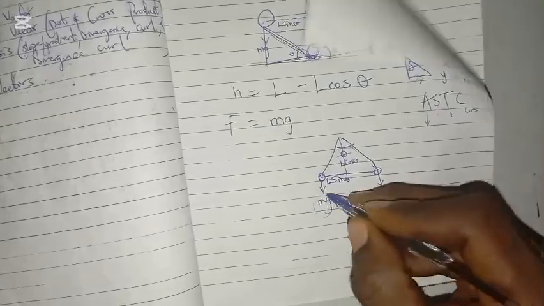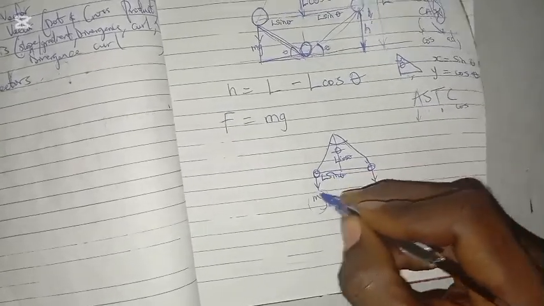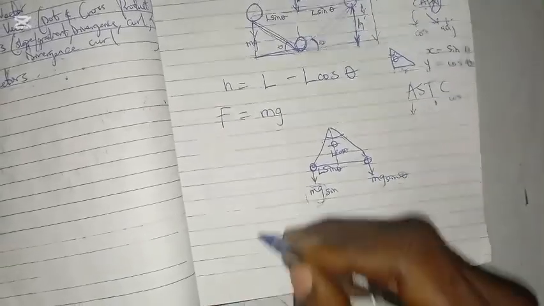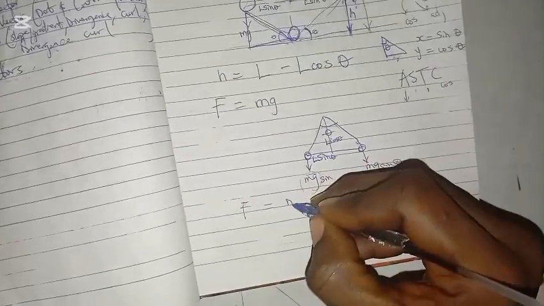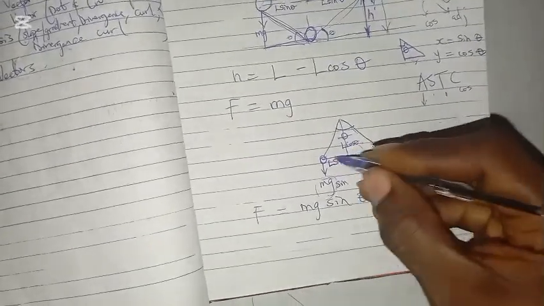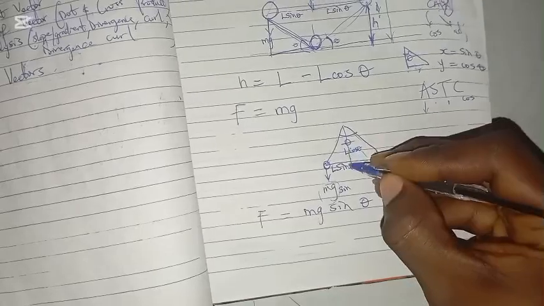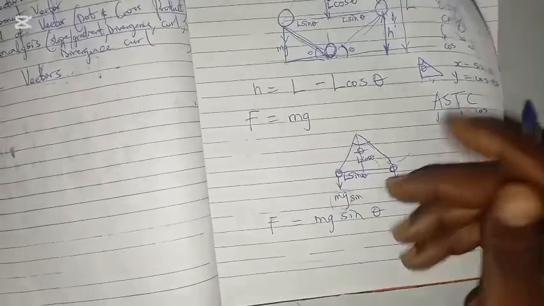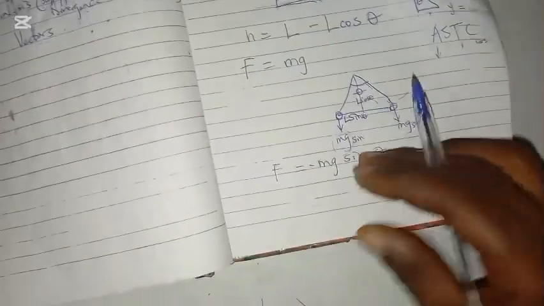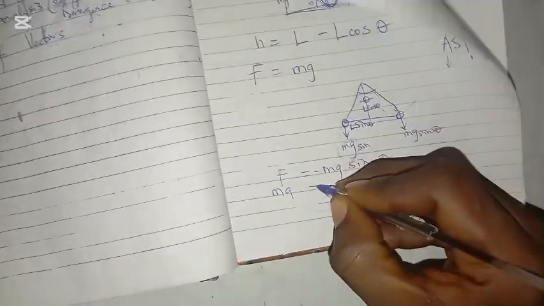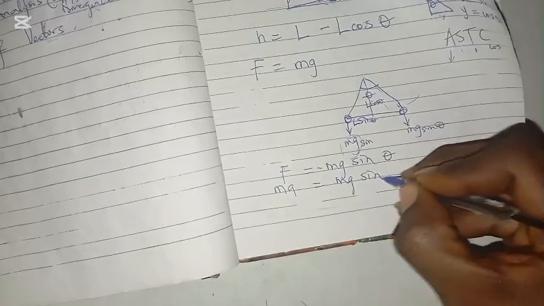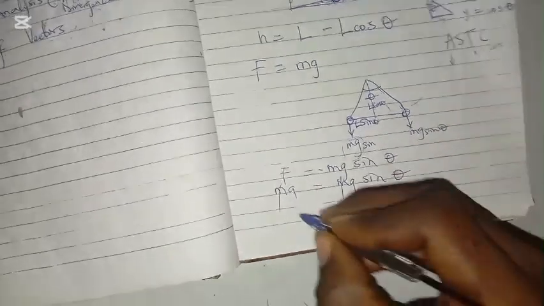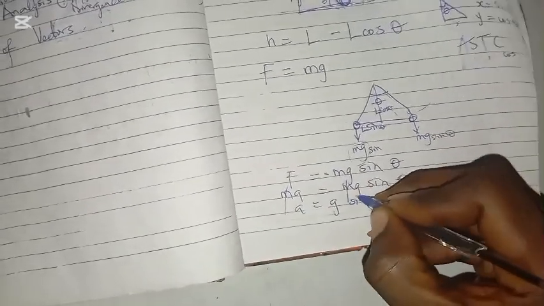Rather, I will be considering the force and the component on the x-axis, which is sine theta. So the force on a simple pendulum is simply equal to mg sine theta. Because it is going in the opposite direction to the force, if it moves this way, the force will drag it back. So I'll put minus here. That is the same as saying ma equals minus mg sine theta. So m cancels m, and a is equal to minus g sine theta.